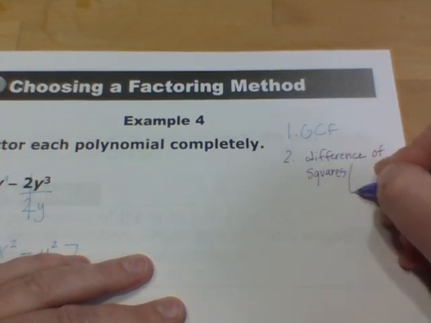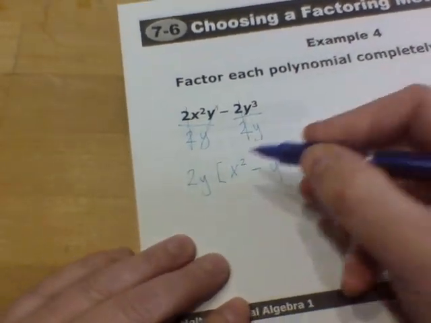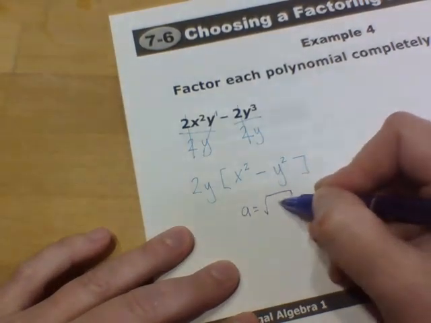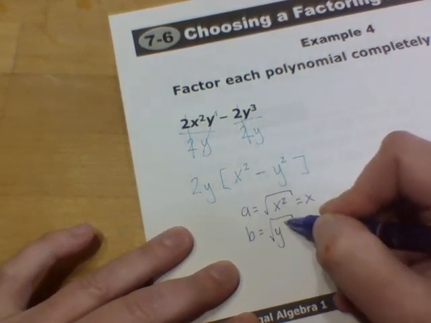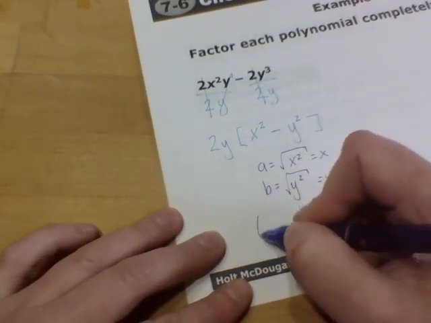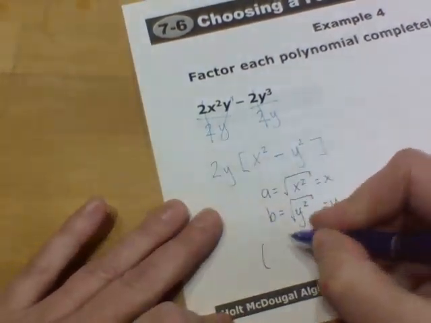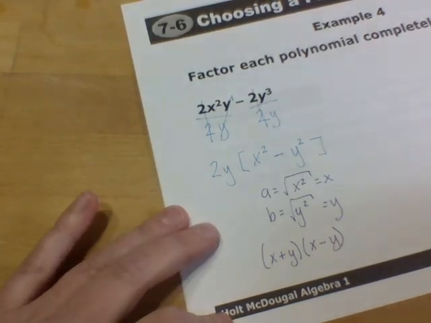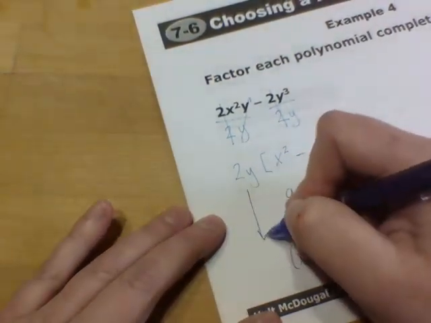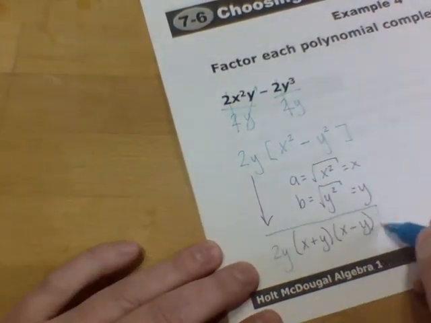And again, it's a difference of squares because it's a binomial or 2 terms. And so if we're going to find out what our a value is, we take that first piece and square root it. So a is x, and b is the square root of y squared, and so it's y. So you're going to have x, which is our a value, plus our b value, which is y, and then a minus your b value, which is y. Bring down your 2y from the original GCF, and now we have our answer.